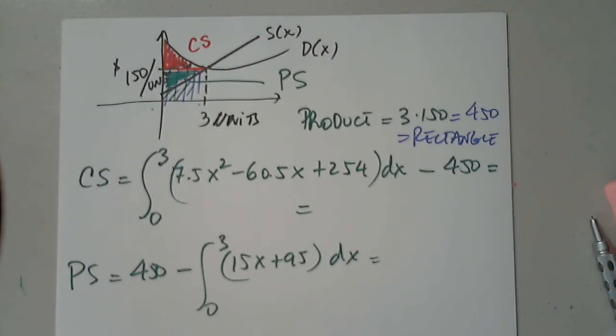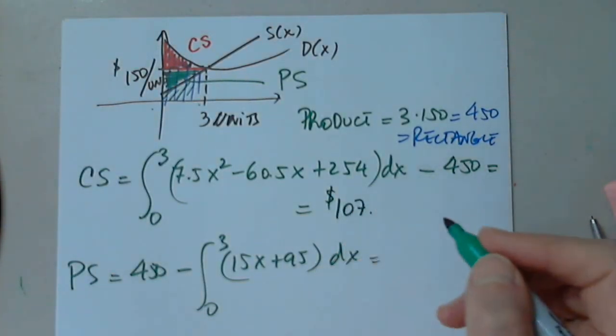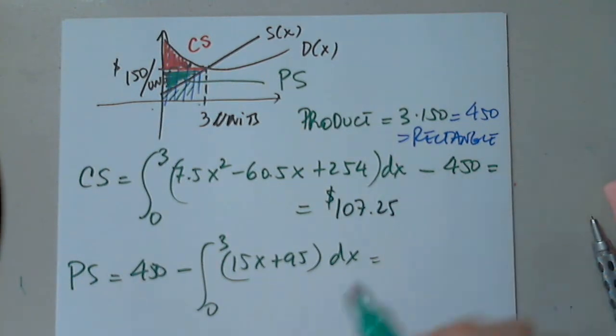Okay, so the first one is the integral from 0 to 3 of 7.5x squared minus 60.5x plus 254, and of course dx, and of course minus 450. But this is the consumer surplus. Aha, we expected more because now from 2 jumps to 3 jumps, the price decreased. Okay, good.